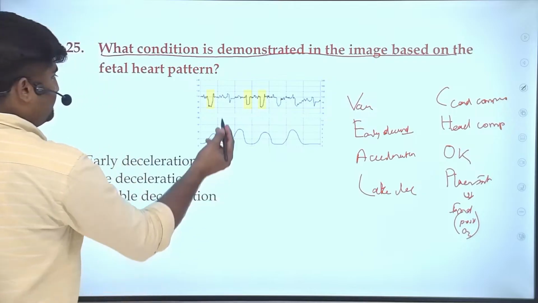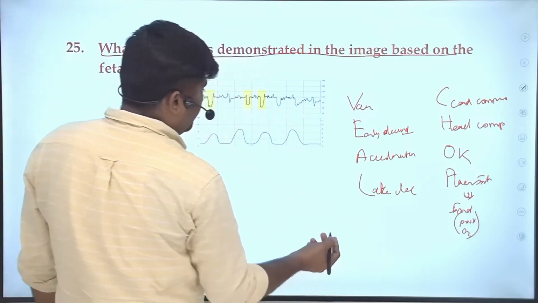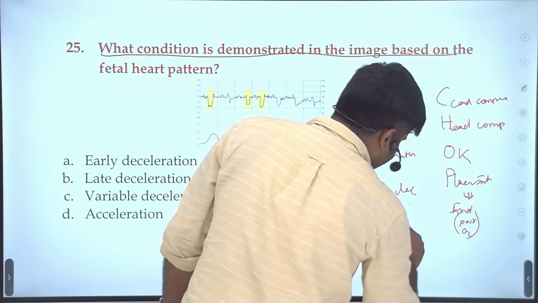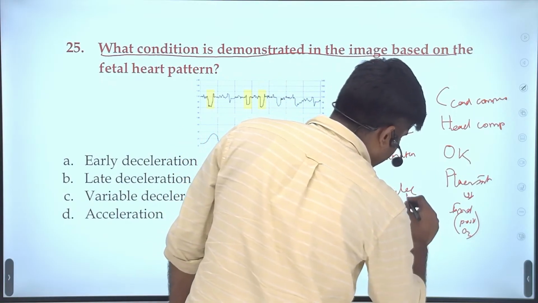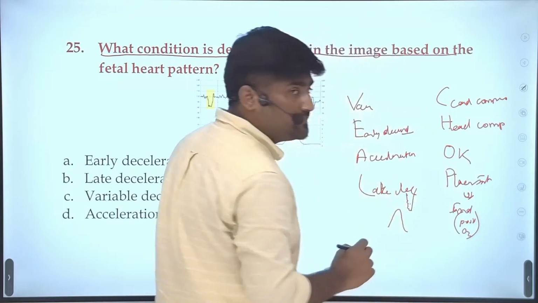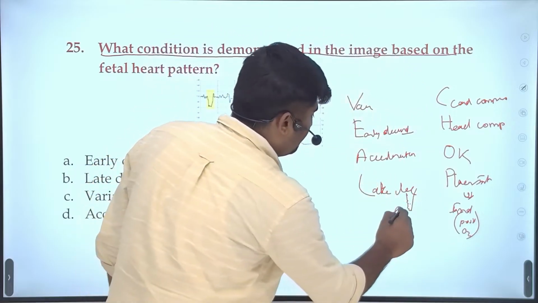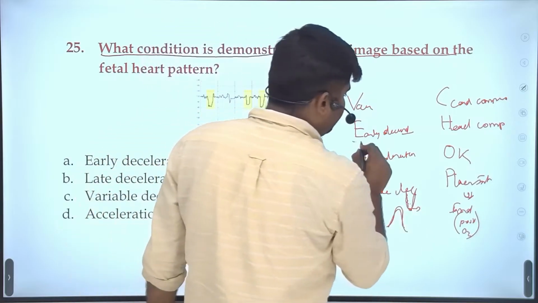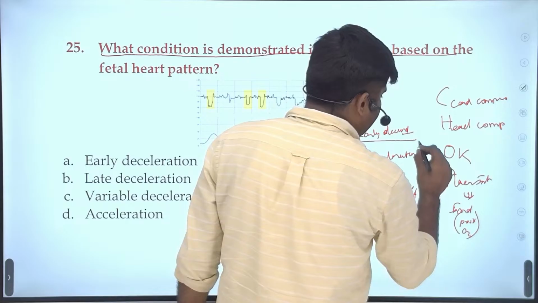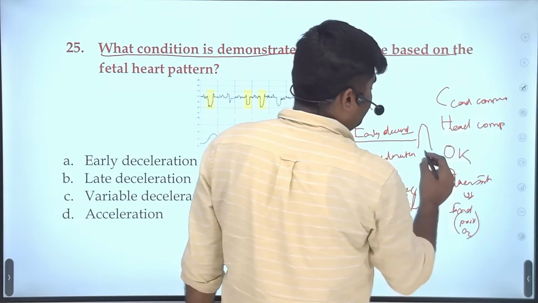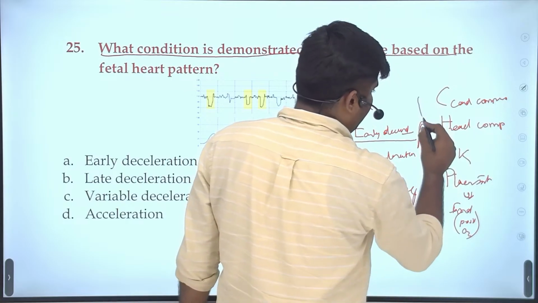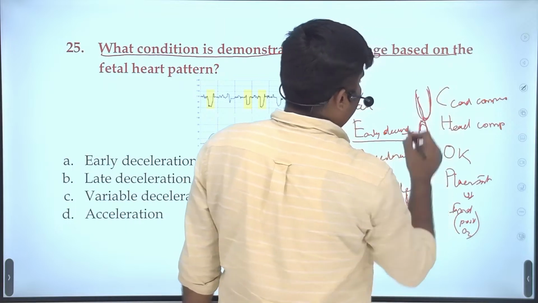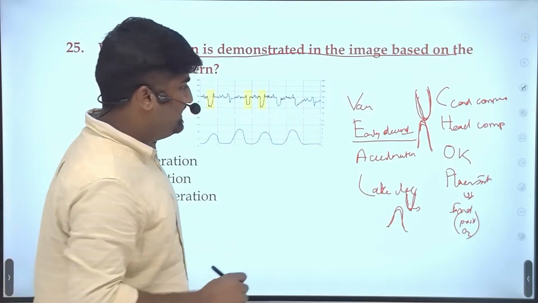Correct, it is early deceleration. If it is a late deceleration, what will happen? Due to increased uterine contraction, there will be decreased fetal heart rate. It indicates fetal hypoxia. When there is an early deceleration, simultaneously there will be increase in uterine contraction and a mirrored change in fetal heart rate. You can remember it like a sawtooth. That is early deceleration.